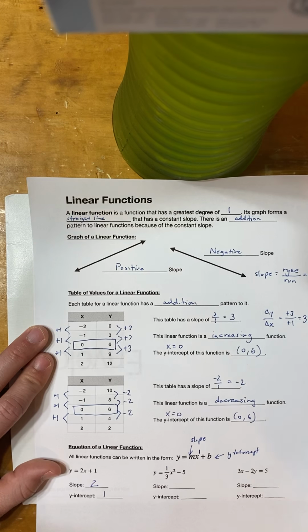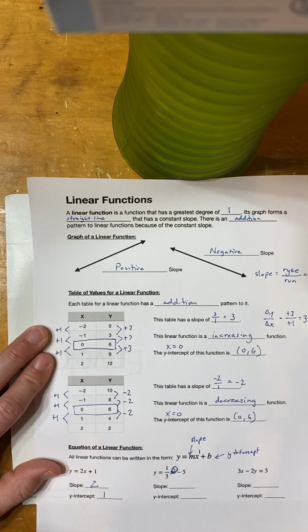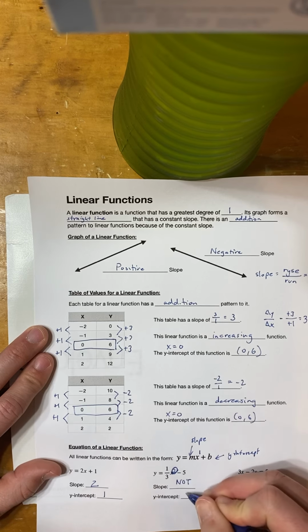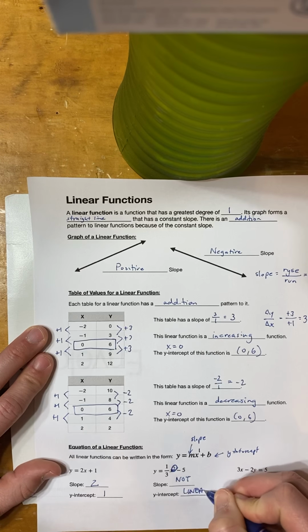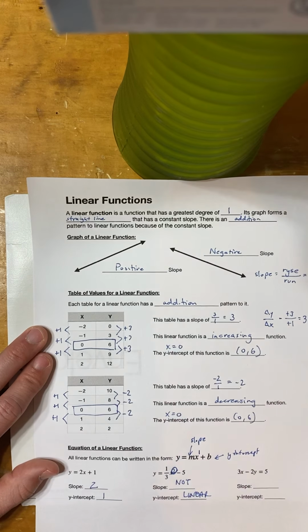All right, on this problem here, you see that it's got x squared. If it has x squared, then it is not linear. So it is not a linear function. Therefore, it does not have a constant slope, and it will have a y-intercept, but we are not going to look at where that is on that one. Okay, we're just going to focus on the fact that it is not linear.